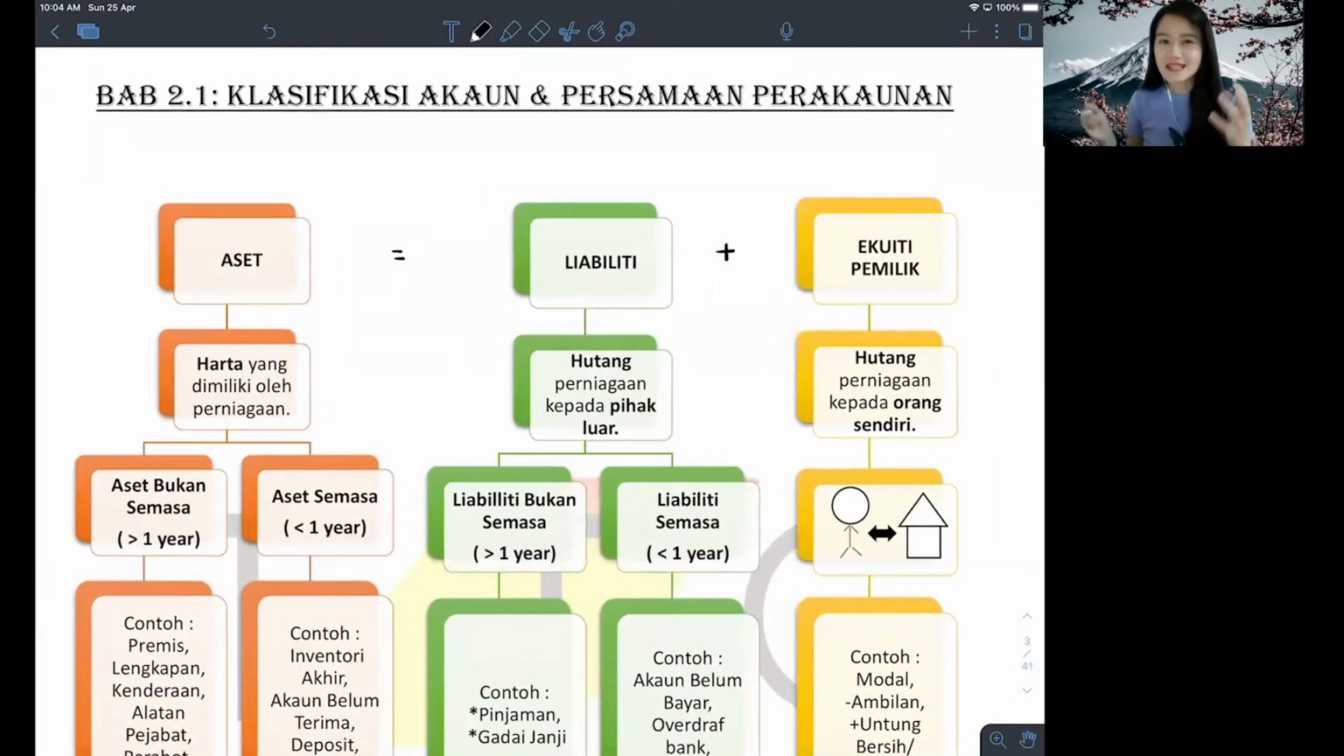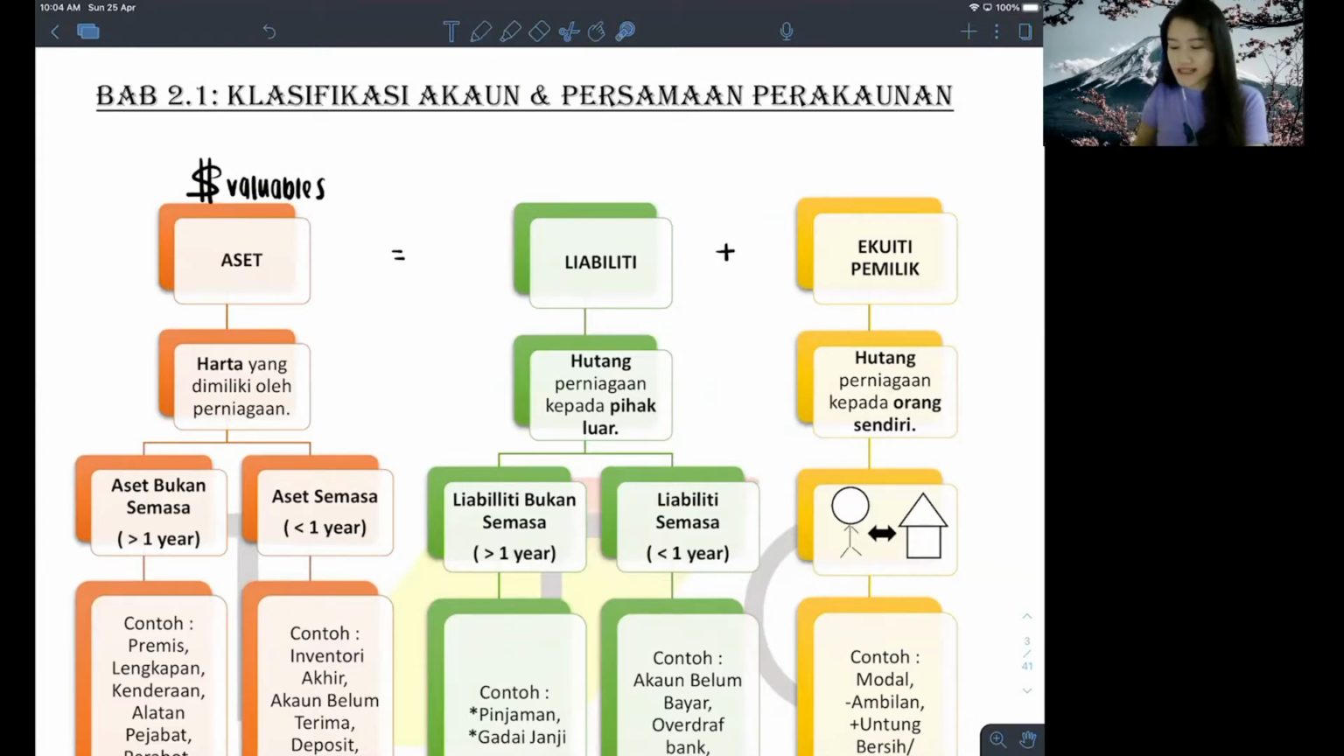So what is asset actually? If you guys can see here, there is an explanation. Asset is equal to harta yang dimiliki oleh perniagaan. So I would just put down here that asset means valuables. Okay, valuables. For our liability, liability means hutang, okay, hutang.